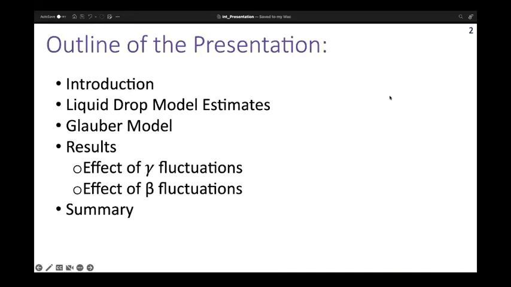So here's a basic outline of my presentation. I'll try to quickly introduce the topic, and we'll see a bit about the liquid drop model estimates. And I'll briefly explain what the Glauber model is. Then finally, we'll discuss our results, and then I'll briefly summarize everything that I've talked about.